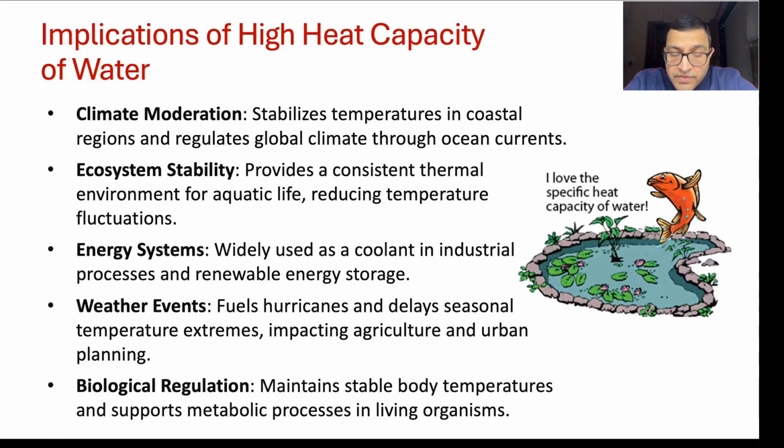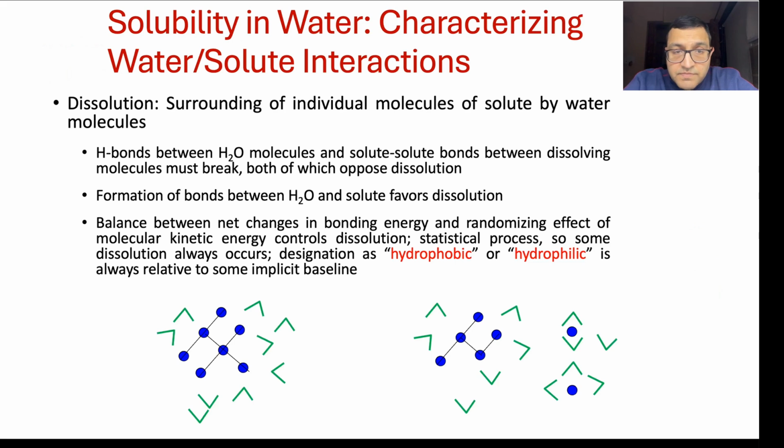energy storage. On the flip side, this high thermal energy stored in water fuels hurricanes and delays seasonal temperature extremes, which sometimes impacts agriculture and urban planning. The heat capacity of water also helps regulate biological mechanisms, stable body temperatures, and metabolic processes in living organisms.